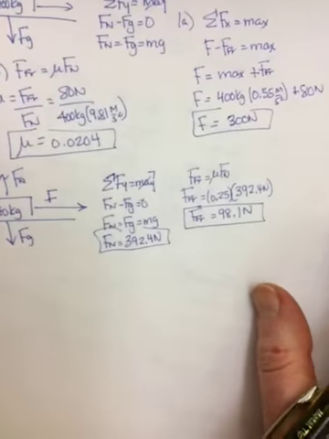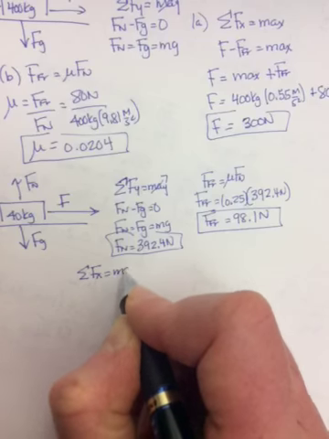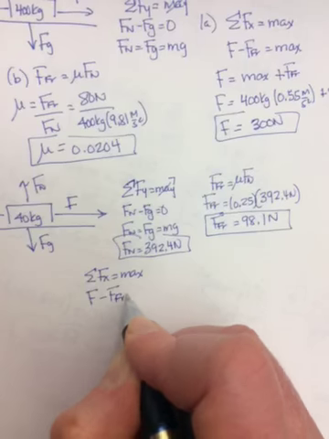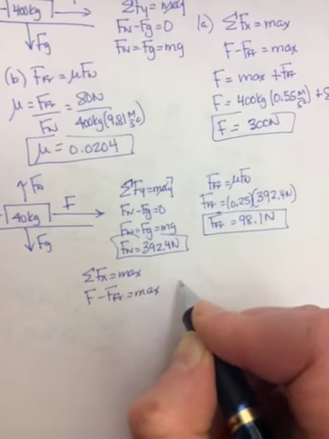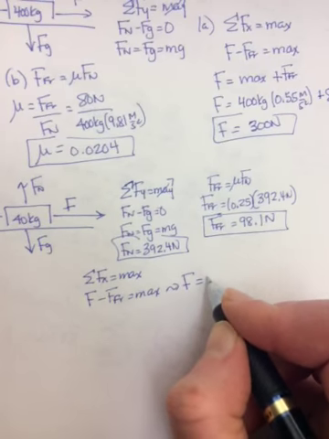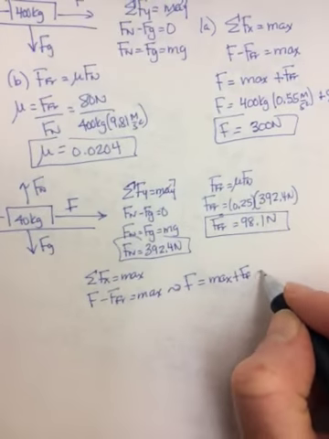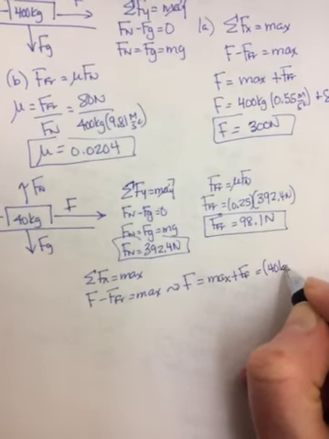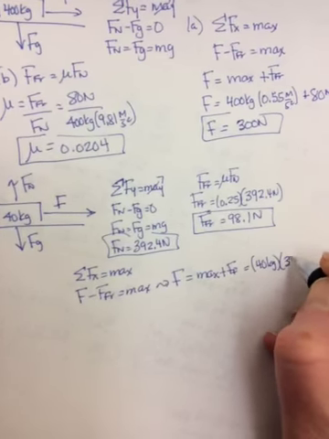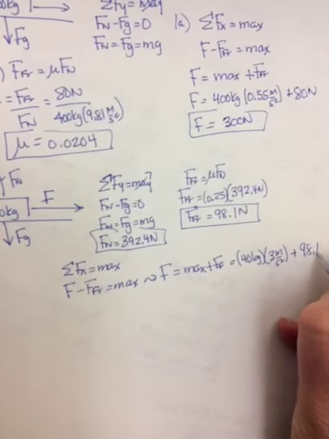Once you do that, you go to the sum of the forces in the x is equal to max. So F minus friction is equal to max. You're solving for F, so bring your friction over. So F equals max plus friction. M was 40 kilograms, a was 3 meters per second squared, plus the 98.1 newtons you just found.